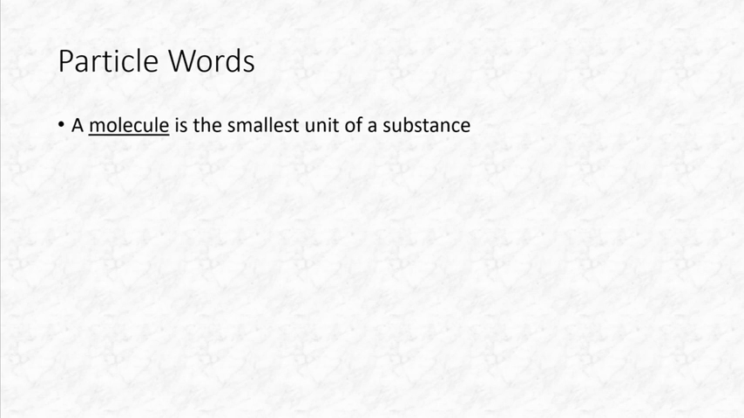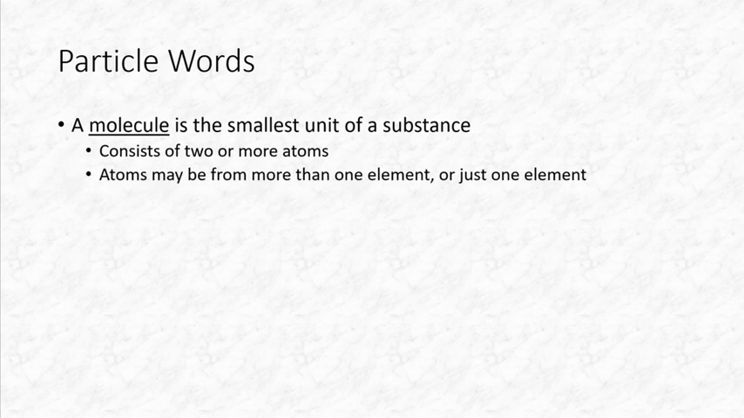We're going to look at molecules. Molecules are the smallest unit of a substance, not necessarily an element, but a substance. They'll have two or more atoms, and the atoms can be from more than one element or just one element. Again, these are neutral. They don't have an overall positive or negative charge.